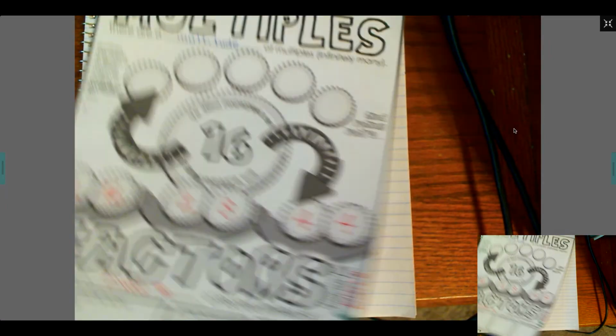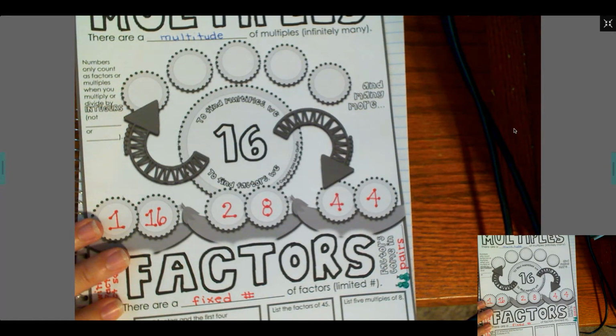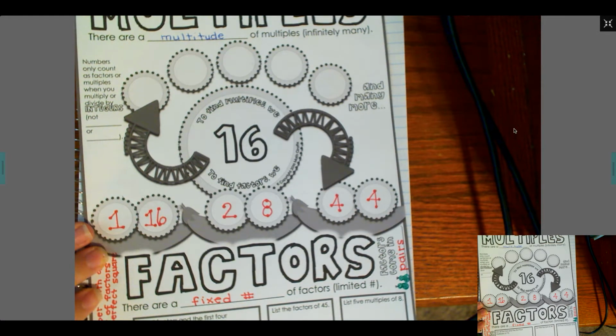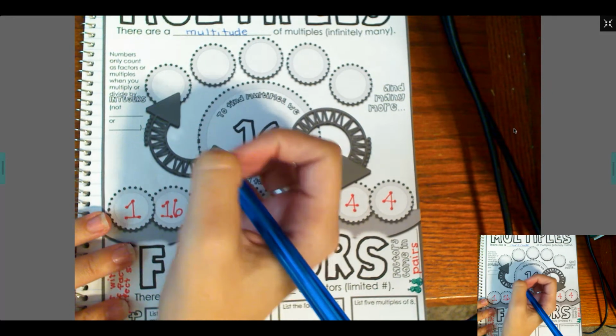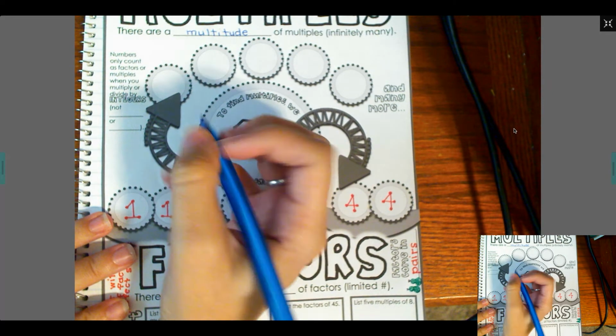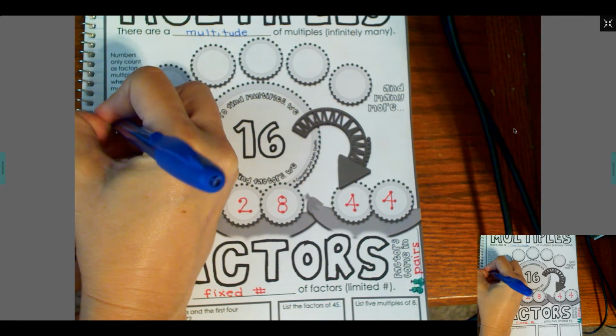So now I'm going to switch over to that blue that I was using before. And we're going to talk about multiples. So there are a multitude of multiples, meaning they're infinitely many. Numbers only count as factors or multiples when you multiply or divide by integers. Here's the key that I know some of you were concerned about when it comes to square numbers and things like that. We are not talking about fractions.